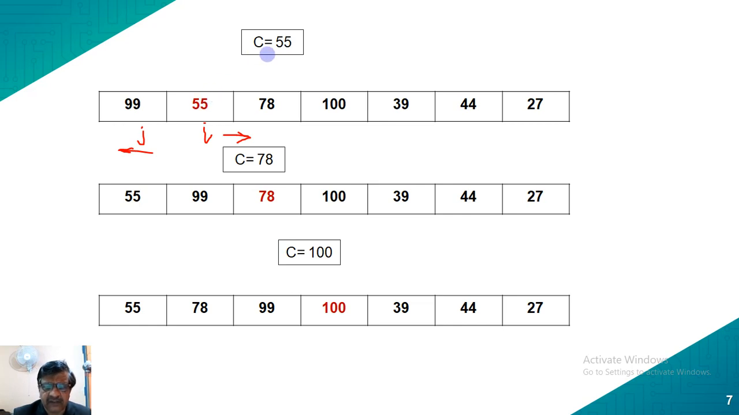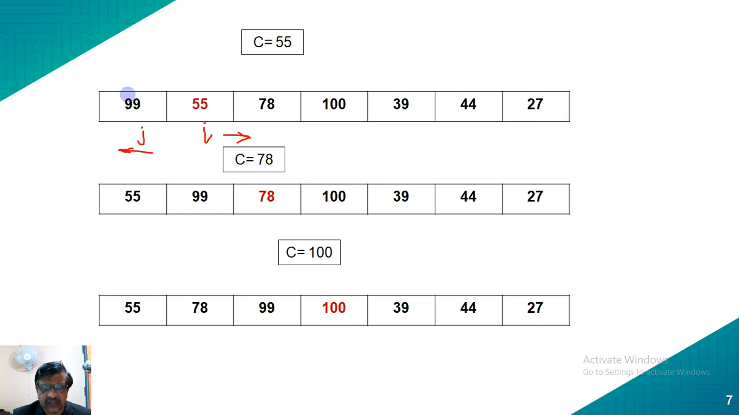So this 55, the thing in the container, is compared with this element. Since this is greater than this, the j plus 1th position will carry whatever was in j. So the element in j will be moved to the position of j plus 1. Then j will come back. So j will occupy -1. Therefore this 55, so a of j plus 1 will be equal to c.